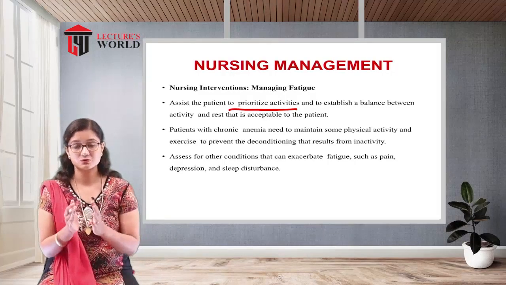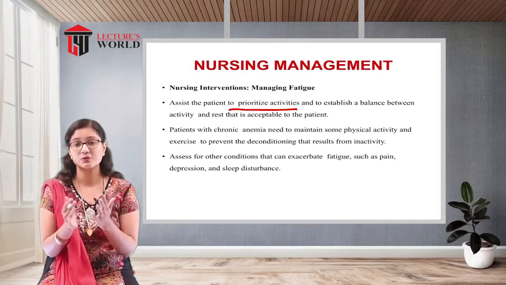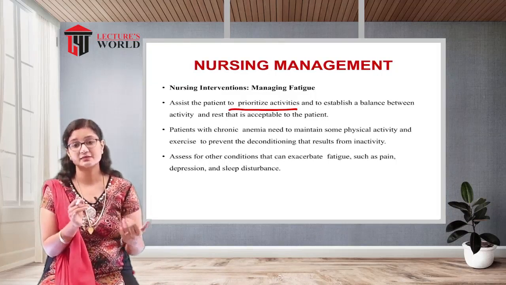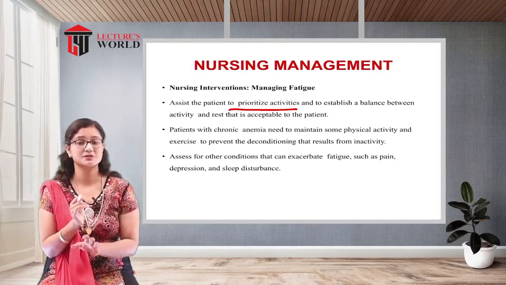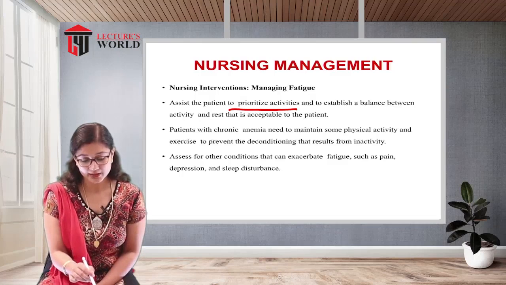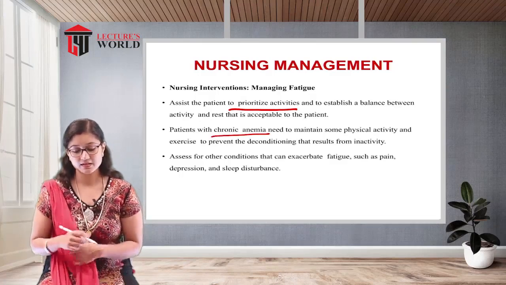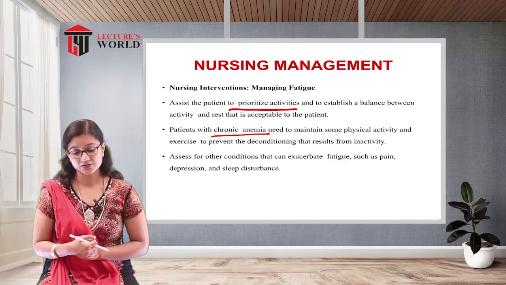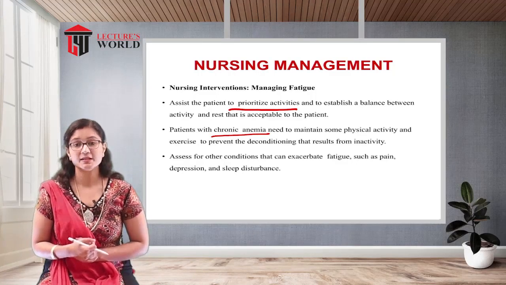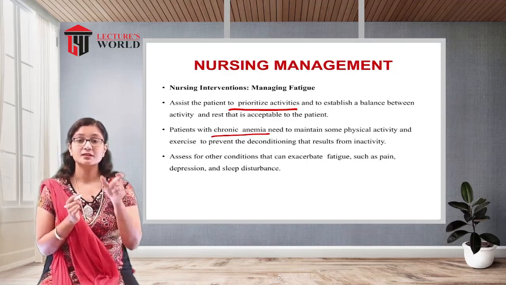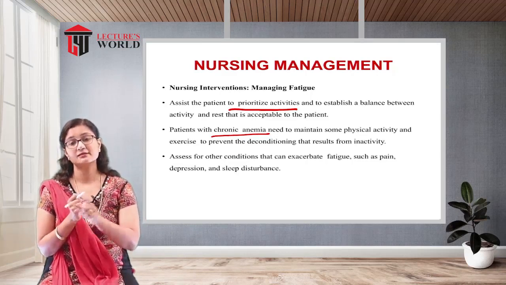So maybe 15 minutes, 20 minutes you're doing something, then see to it that you rest at least 15 minutes, depending upon how anemic the person is, okay. Patients with chronic anemia need to maintain some physical activity and exercise to prevent the deconditioning that results from inactivity. First, I want to explain why there is inactivity in chronic anemic patients.